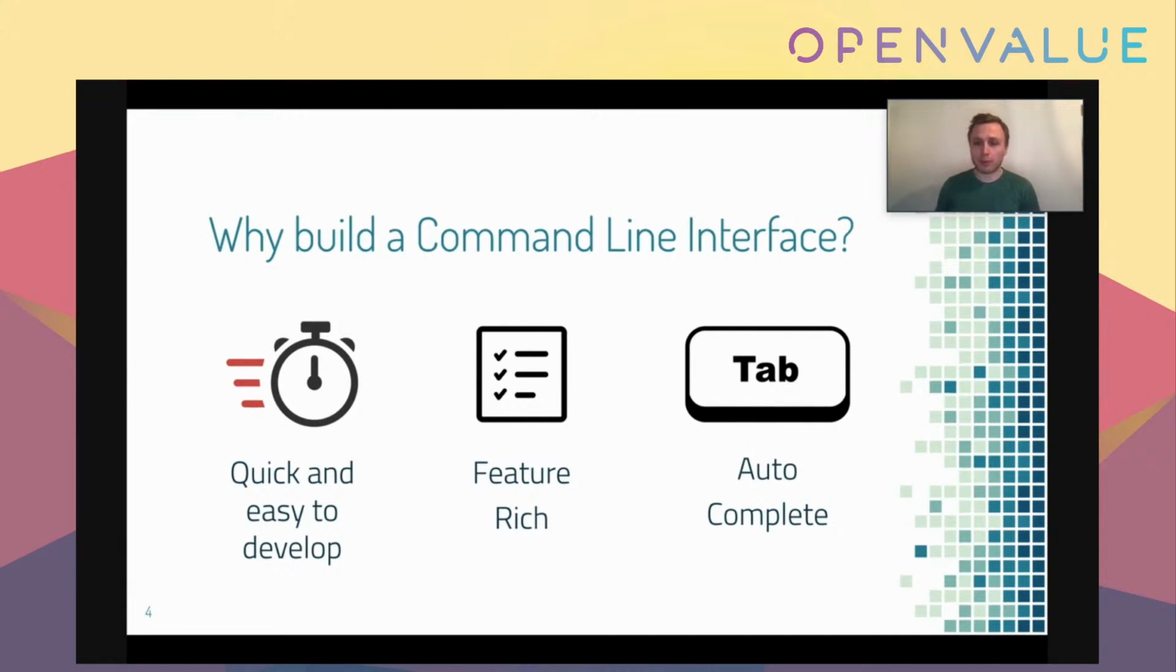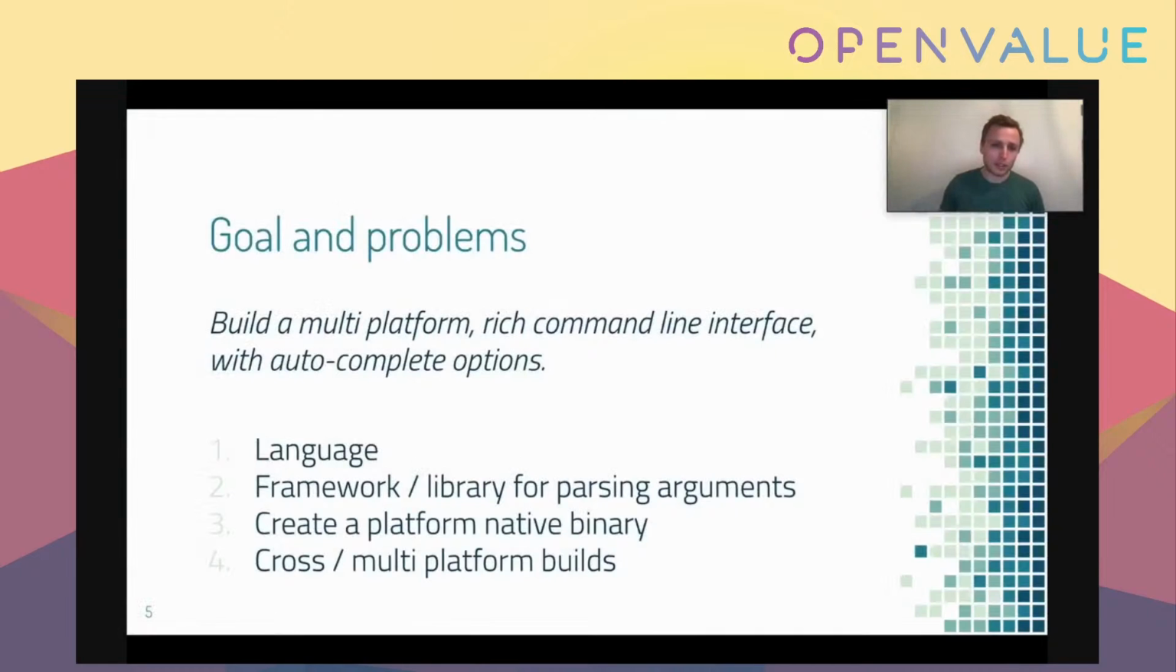As APIs can grow very large, it's really nice to have autocomplete, because then you don't have to remember what the API looks like and all the options that the API offers, because the CLI can explain it to you. So let me state the goal and the problems that we had here. The goal was to build a multi-platform rich command line interface with autocomplete options.